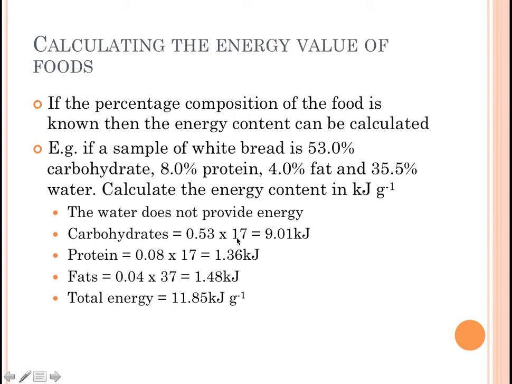The carbohydrates, we will take the percentage, multiply it by the energy per gram. Okay, so this is how much we'd have if we have 1 gram. We'd have 0.53 grams of carb. We'd have that amount of energy from the protein and that from the fats. So add them all together, that gives us our total energy per gram from this particular slice of white bread.